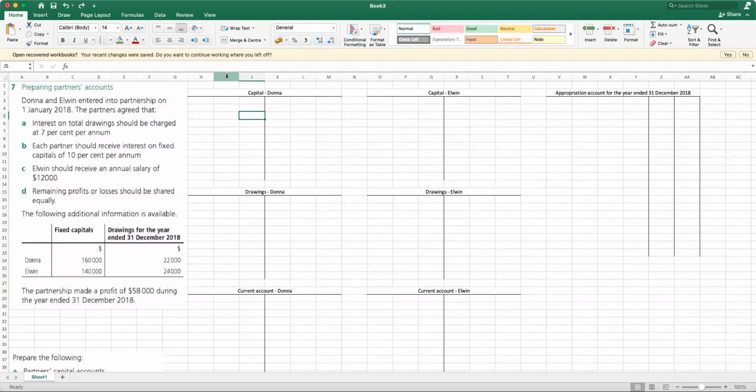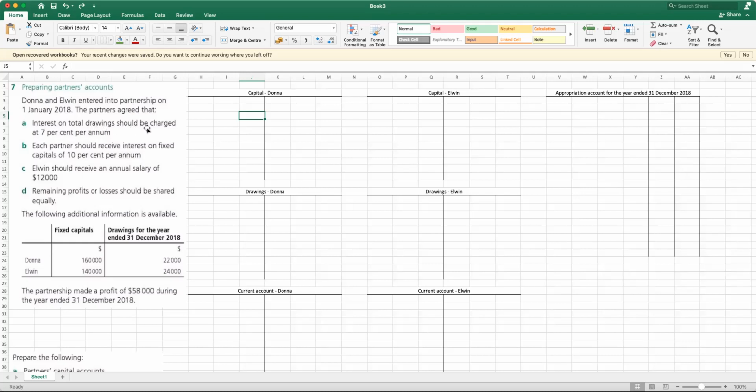Let's look at question number 7. Preparing partners account. Donna and Alvin entered into partnership on 1st of January 2018. So it shows that they just started this partnership, so there will be no balances for especially your current account. Normally there might be some balance on the debit side or the credit side to show what happens in the previous year. Okay, now let's just begin everything.